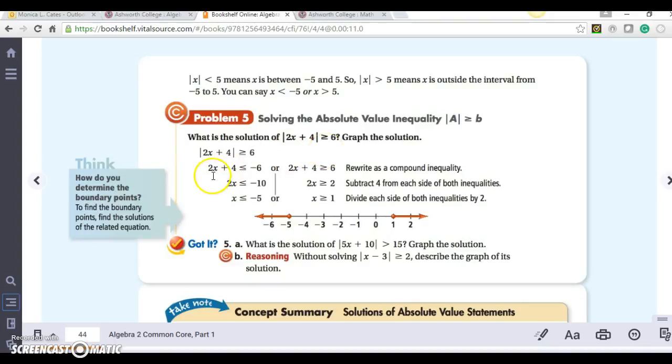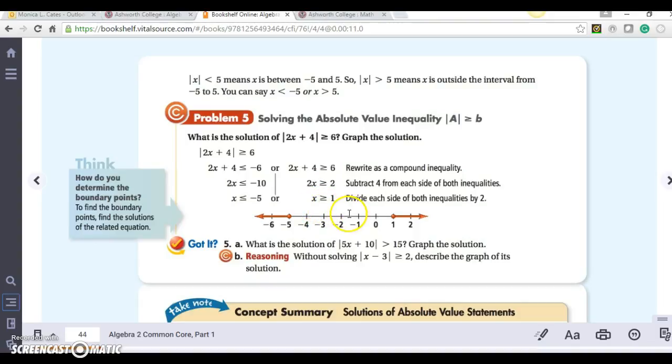The first one will be 2x plus 4 is less than or equal to negative 6, or 2x plus 4 is greater than or equal to 6. So I can solve. I subtract 4 from both sides. For the first one, I get negative 10 divided by 2. I get x is less than or equal to negative 5. For the second one, I get 2 divided by 2, and I get x is greater than or equal to 1.